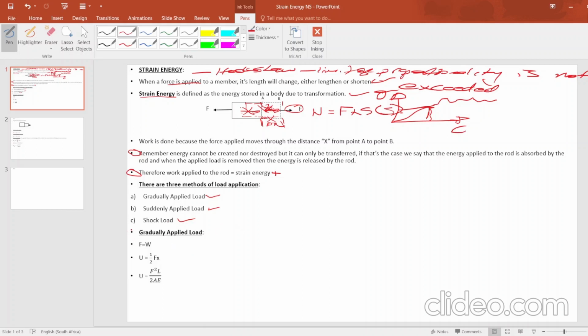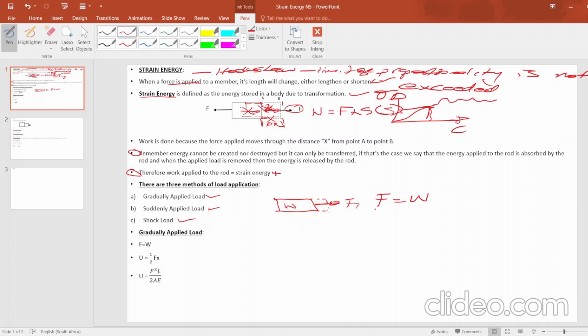Then let us examine the application of gradually applied load. Under gradually applied load, you are applying the load gradually, as in slowly. Let's say here's the material, and you are applying the tensile force. You can tell that this force is applied gradually, hence the transformation would be gradual as well. If that's the case, force equals W. The W is for weight, the weight of your beam. You apply the force gradually, so F equals W.